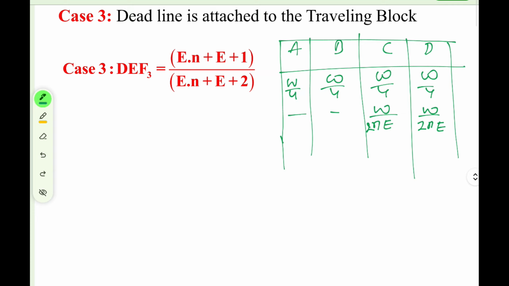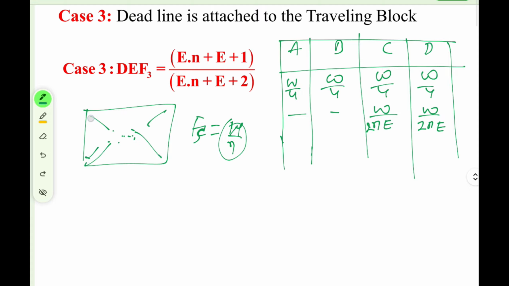The next case is saying that the dead line is attached to the traveling block. Traveling block means at the center, right? So the load on the fast line, dead line, Fs, is W by N, which will be experienced by each leg. Are you getting my point or not? Because it is acting now at the center. So this could be W by 4N, W by 4N, W by 4N, W by 4N, right?